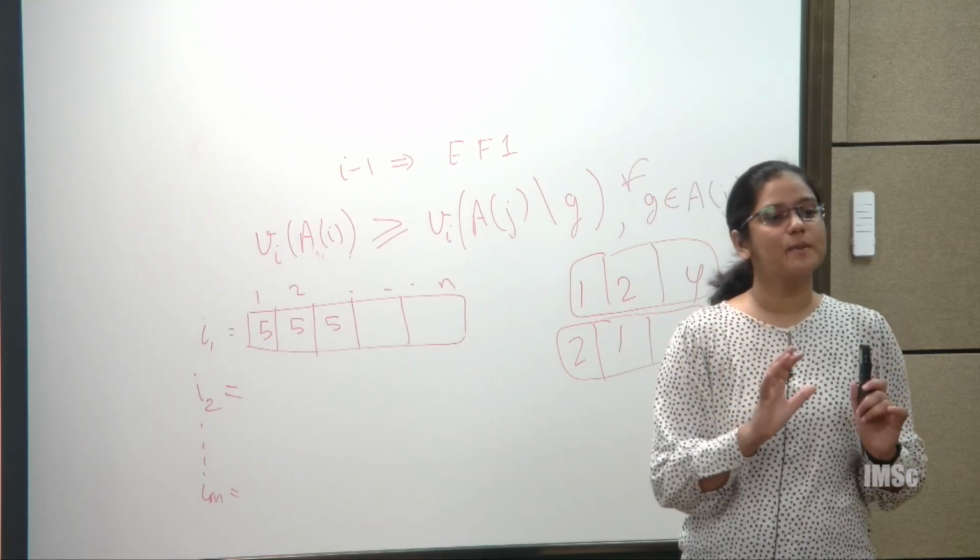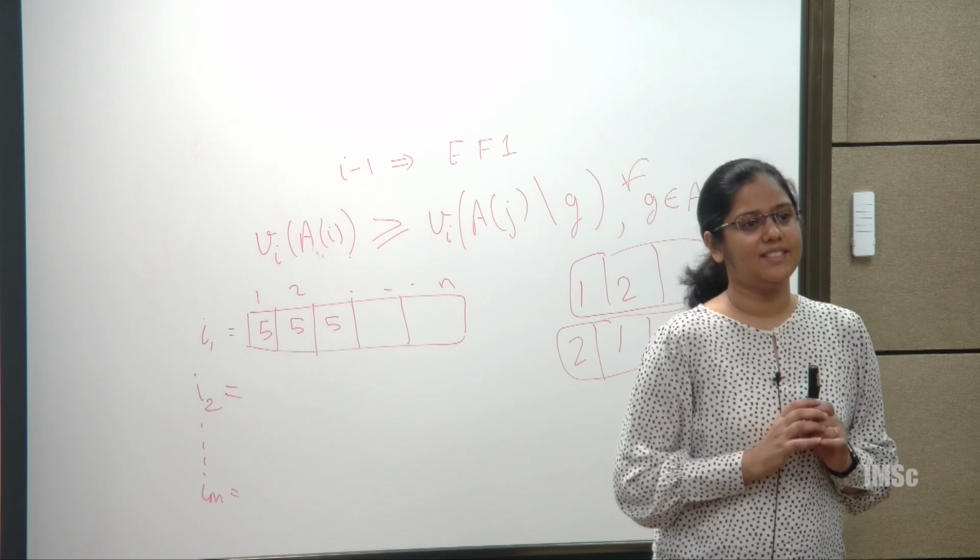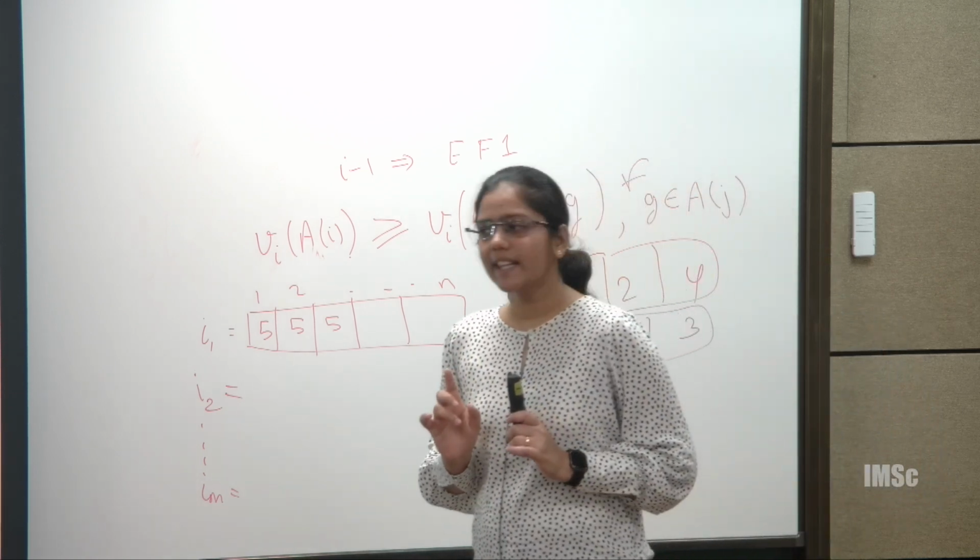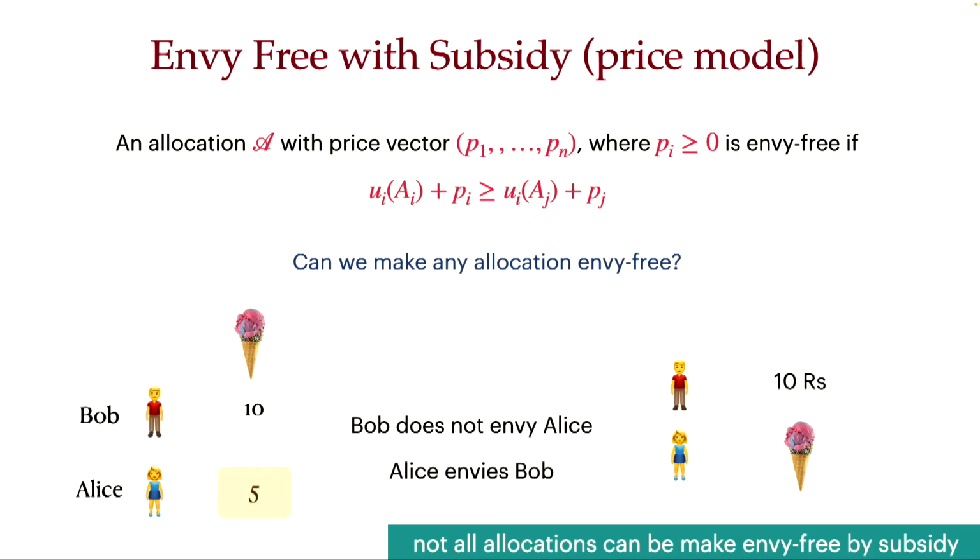And actually we can check that, if you give 5 rupees to this, then Bob will start envying again, because people don't value the same object the same. If you write some system of linear equations, if it has a solution, it can always work, but the point is that it is possible that you cannot make it envy free. But we are not saying that we cannot come up with an allocation that can be made envy free.